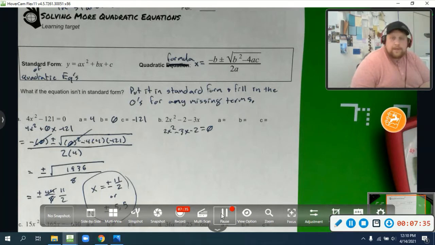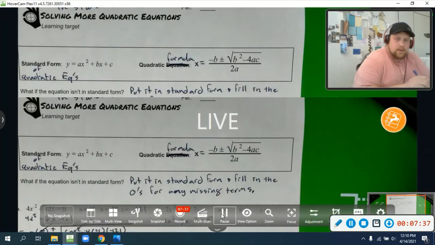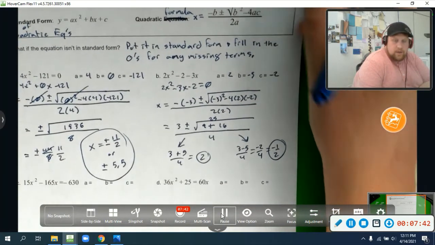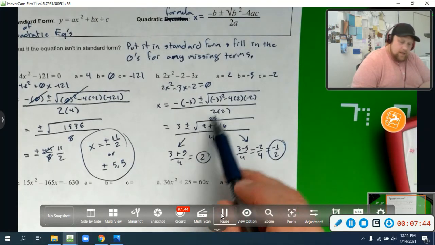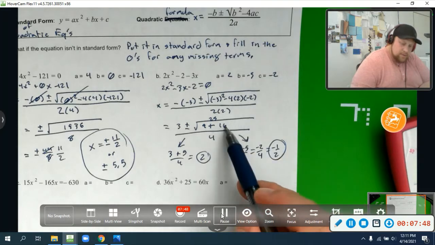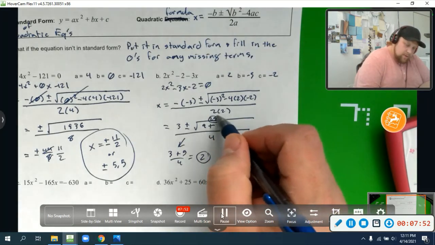All right, I'm unpausing it. And boom, let's see what happened there. Fill it in. We get down to, by the way, negative 3 squared is 9, negative 4 times 2 times negative 2 is positive 16, so 9 plus 16. Notice I just wrote this 25 above here.